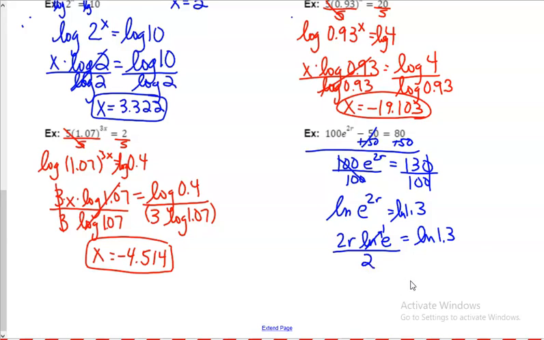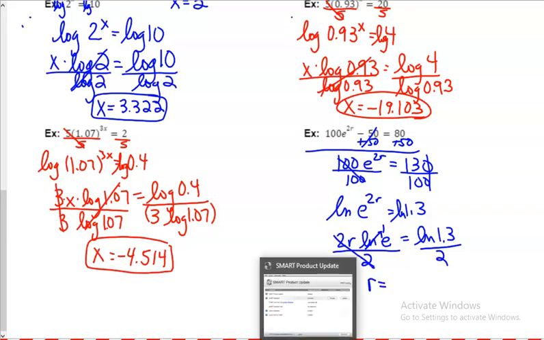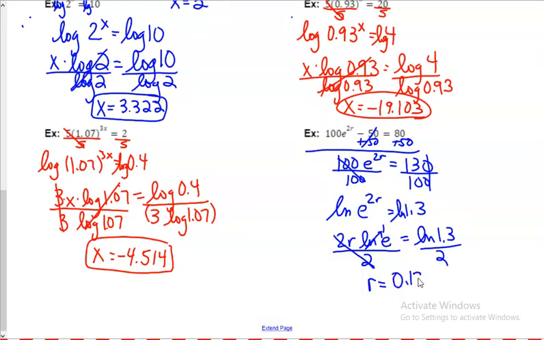But I can divide by 2 here. And divide by 2 because now that goes away and I'm left with r equaling, going to our calculator, the natural log of 1.3 and dividing that by 2 gives me 0.131 if I were to round it to 3 decimal places. And that would be our final answer there.